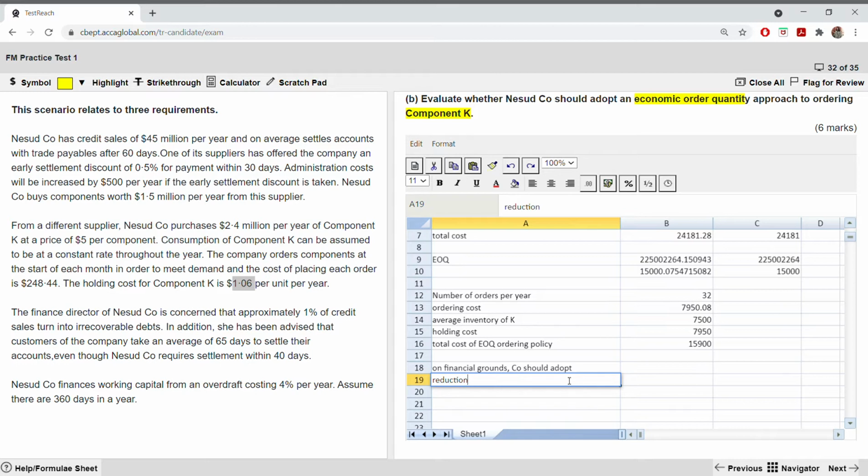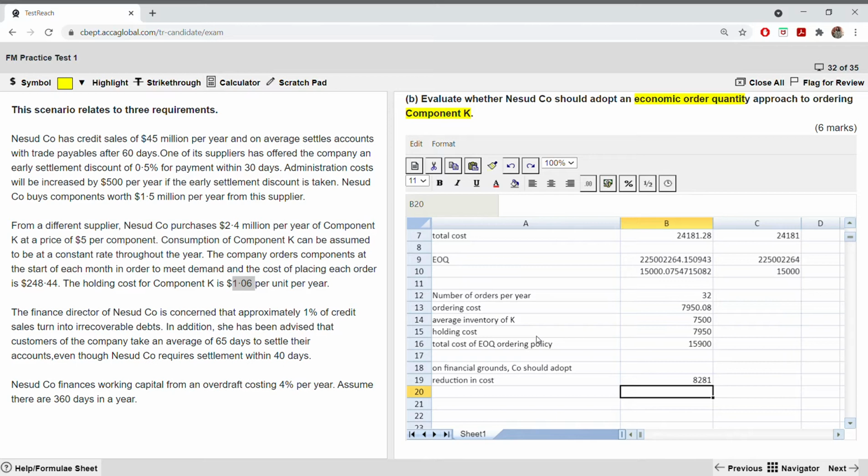Let me show you the reduction in cost. Equal to this minus this, 8281. Can you see that? Because there's a reduction in cost, it should be accepted.